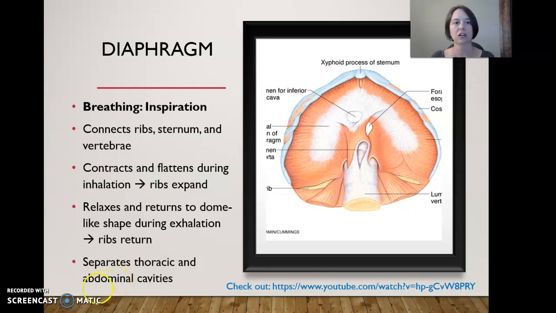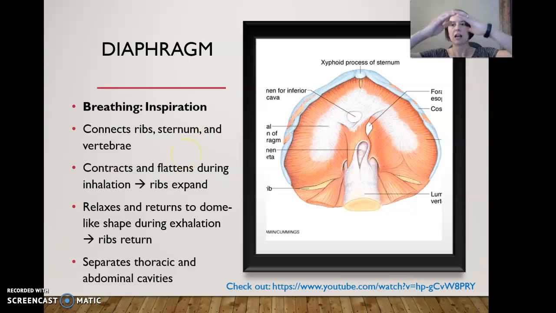So let's take a look. Diaphragm is kind of its own unique word, but it is involved in breathing. And it's going to connect your ribs, which would be here, your sternum here, and then your vertebrae back here. So it's this whole crisscross of muscles that make up your diaphragm. You can see there's holes for blood vessels and your esophagus.